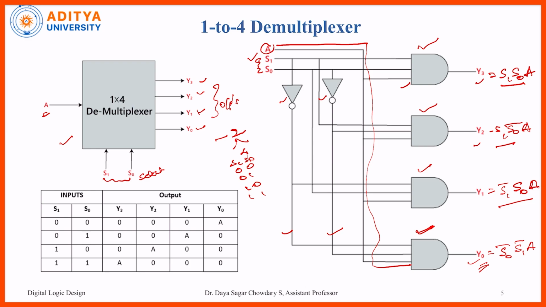So here also S0 S1, the 4 binary combinations are there. Each time that A is directly given to Y0, so Y0 is equal to A. Here A is given to Y1, so Y1 is equal to A. Here A is given to Y2, so Y2 is equal to A. Here A is given to Y3, so Y3 is equal to A for both the selection lines 1, 1. Likewise we can construct that particular equation, and we can draw the truth table for this particular demultiplexer, that too the 1 to 4 demultiplexer.